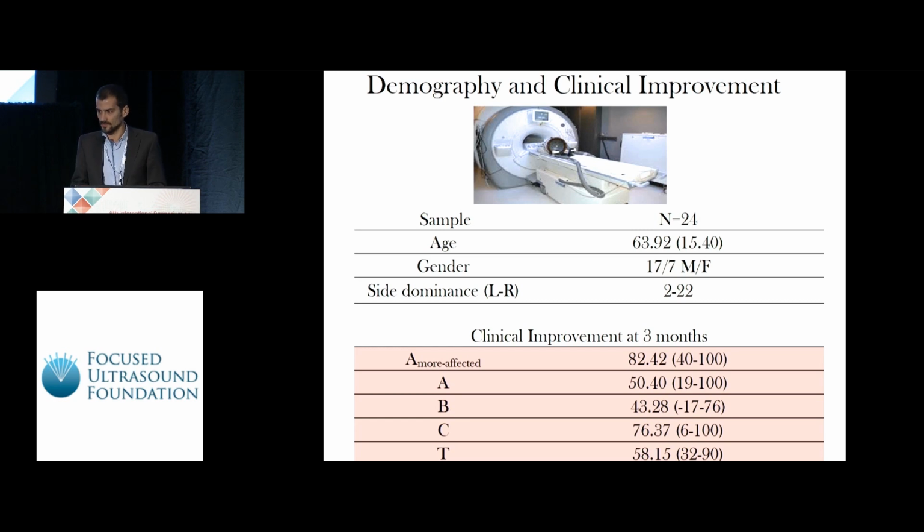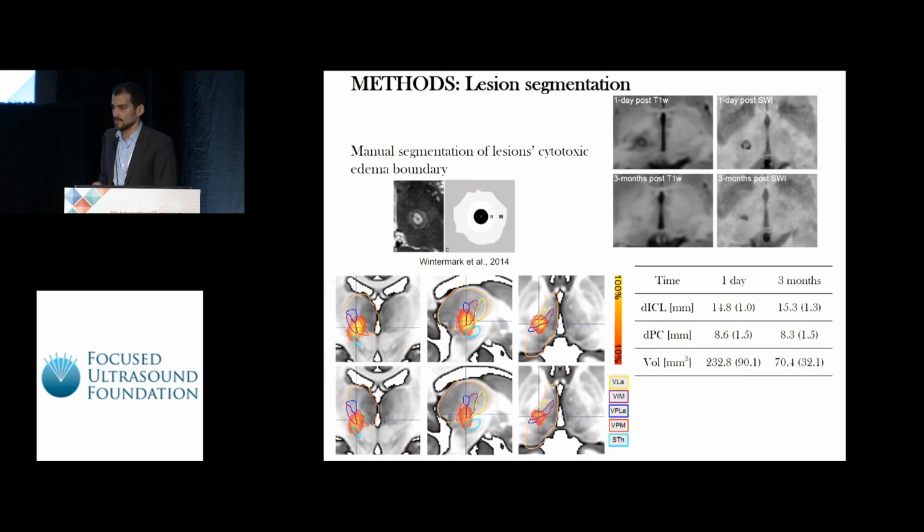This is our sample. We included 24 patients, mainly male, right-handed, and we treated the left hand in order to improve the dominant hand. These are our clinical results in terms of CRST improvement. These are similar to the available literature. There was an improvement of up to 80% for the hand tremor, the treated hand tremor, and for daily life activities about 76%.